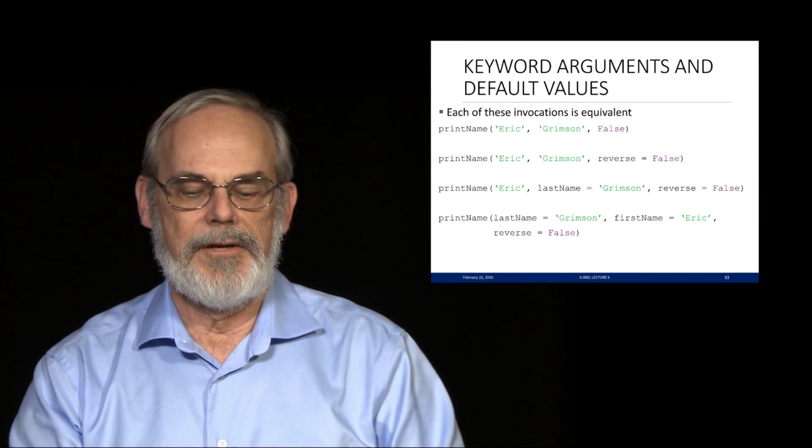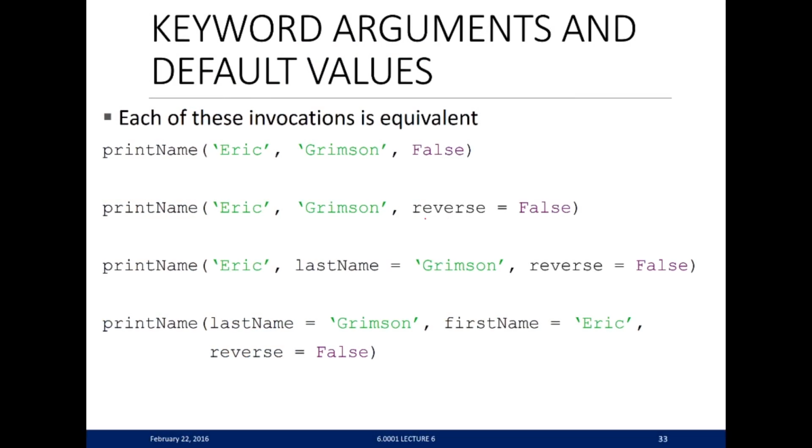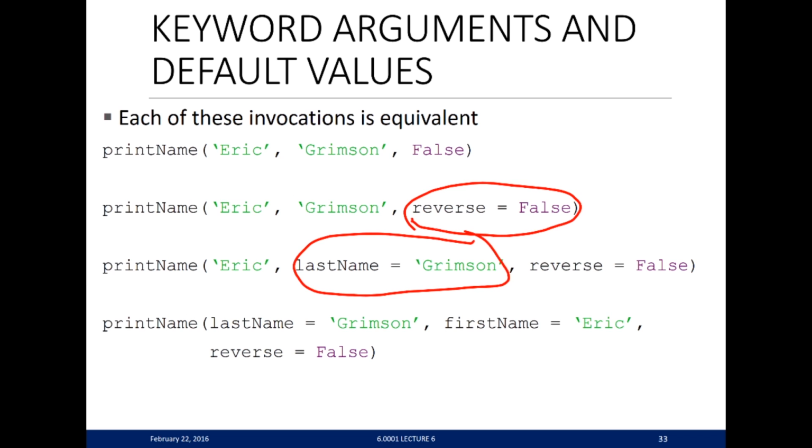But here are some of the variations. I could say explicitly, give the binding to the parameter name reverse the value false. So doing it in the same place, but I can actually specify it. I could similarly, for any of the parameters, in the invocation, literally say the parameter followed by an equal sign and the value that I want. And all three of these are going to print out exactly the same thing. And in fact, so will the last one.